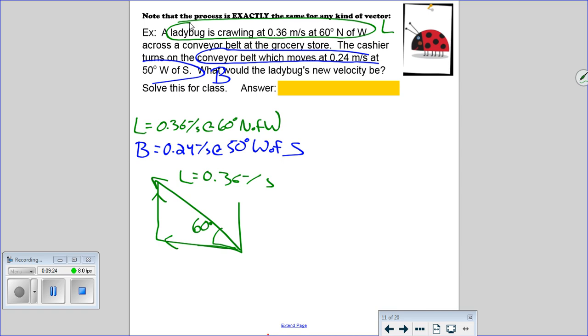So if this is vector L, what should I call this one? Lx, and this one should be Ly. Does anybody have questions on that? Okay, do I need to go through the trig? Sine and cosine, right? Okay, so this one turns out to be 0.18 if you do the trig, and this one turns out to be 0.312, I believe. All right, am I done?